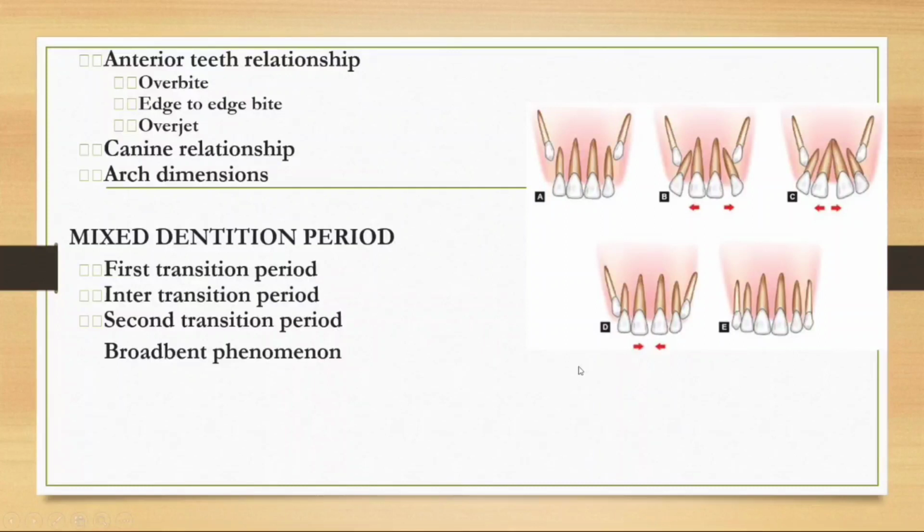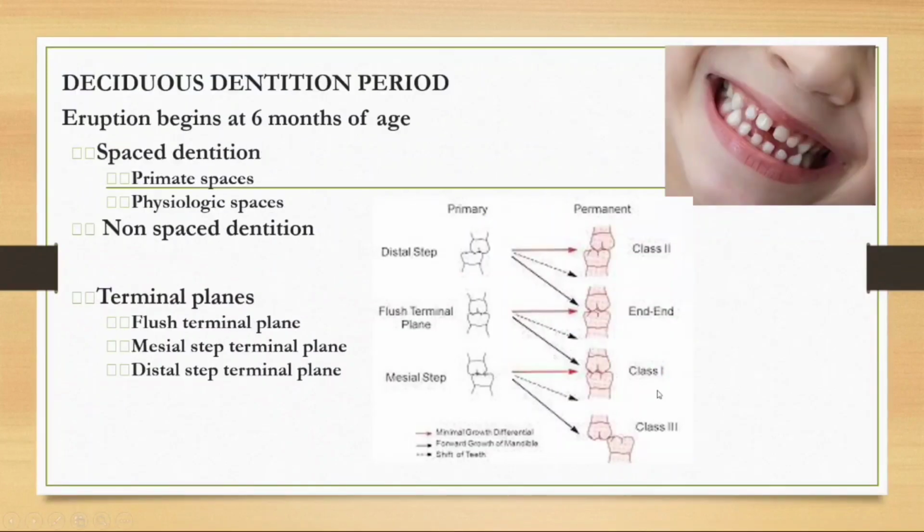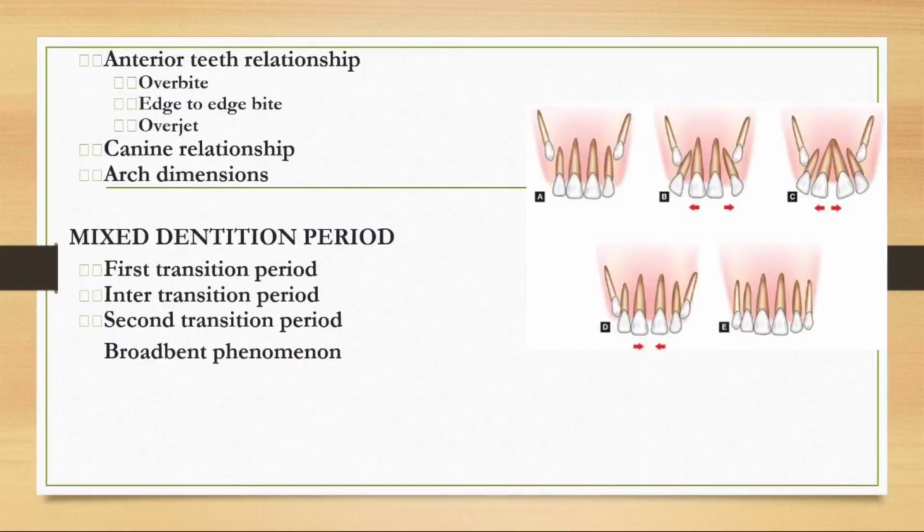Ideally it will fall into class 1, whereas the flush terminal plane will result in an end-on or end-to-end relation, and the distal step will result in class 2. And anterior teeth relationship: there can be overbite, edge to edge bite, or overjet, and canine relationship and arch dimensions. Whereas in the mixed dentition period, we have the first transition period, inter-transition period, and second transition period.